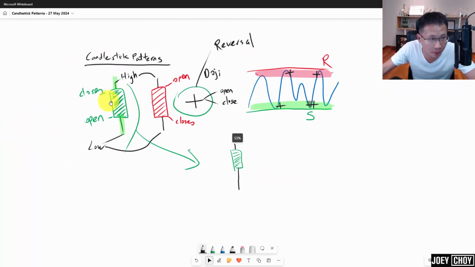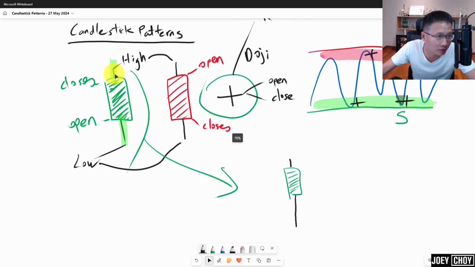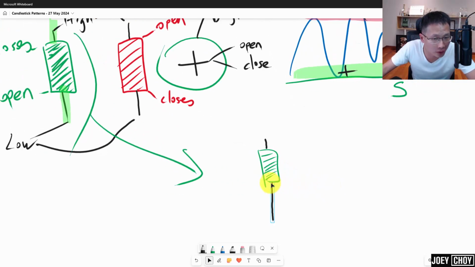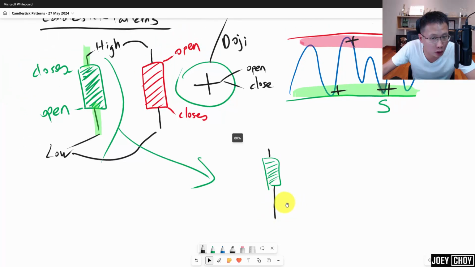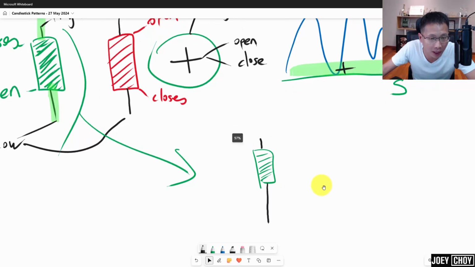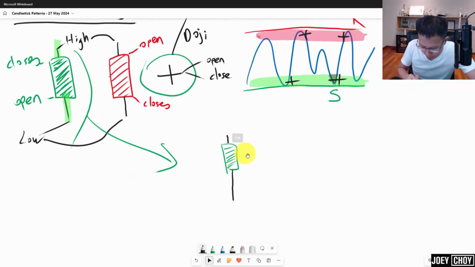Now comparing this one to the original one, where the high and the low of the day are about the same, both equal length in terms of the black line at the top and bottom, in this case the low is very low. This is what we call a long lower shadow. The high of the day is normal, but I would say that this would be more bullish. Why?